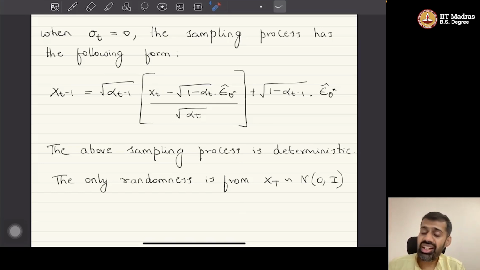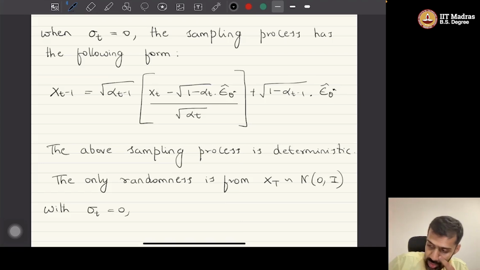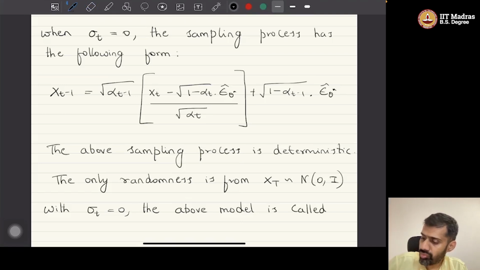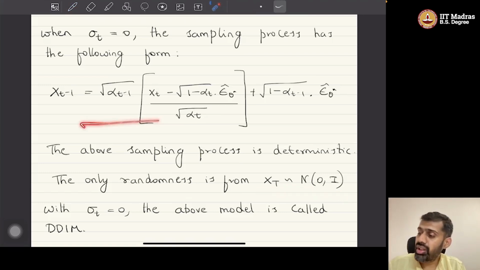Okay, but in a DDIM, this particular case with sigma t equal to 0, the above model is called DDIM. Because this is an implicit model in the sense that there is no stochasticity while we are sampling, other than the stochasticity coming from the last latent variable or the input noise. So start with some input noise and run through this backward process. Every time you fix this x t, you are going to end up getting the exact same generated point x naught.